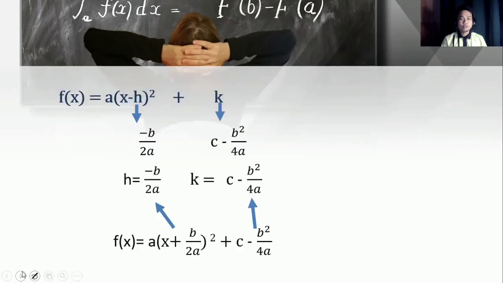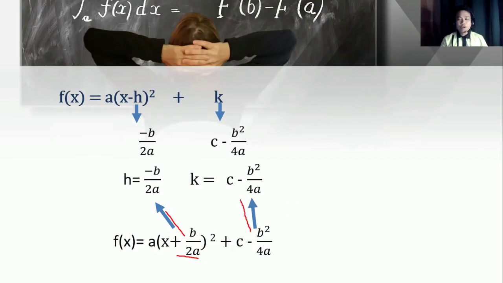Okay, continue. So from this positive b over 2a, the value of h from the vertex, or our formula for h, is negative b over 2a. If it is positive, the value of h becomes negative b over 2a.